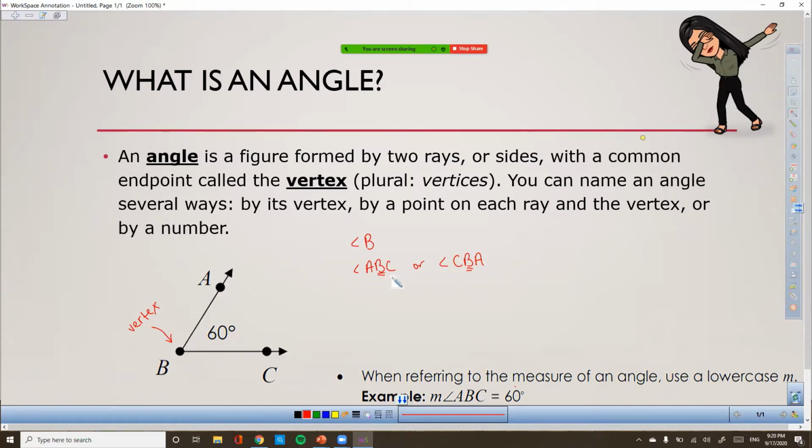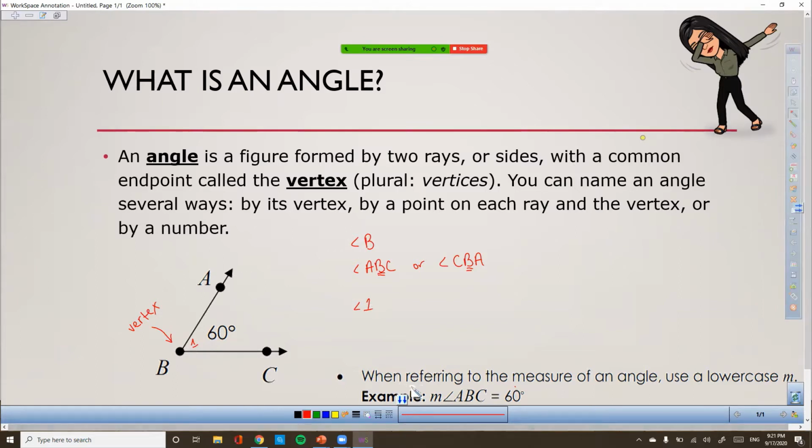The only thing you have to make sure of is that the vertex point is in the middle between the other letters. So it can be named by its vertex, angle B, or by a point on each ray and the vertex, or by a number. Sometimes we can name our angles by simply putting a number. We can name this as angle 1 as well. So there are these different ways we can name our angles in geometry.